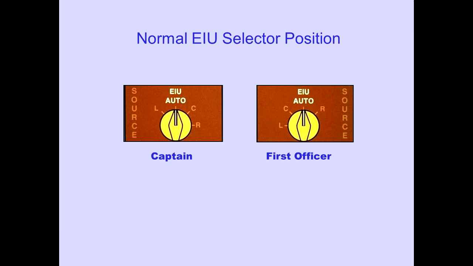Normally, the captain's and first officer's EIU source selector is in the auto position. The captain's PFD and ND receive information from the left EIU, and the first officer's ND and PFD receive information from the right EIU.